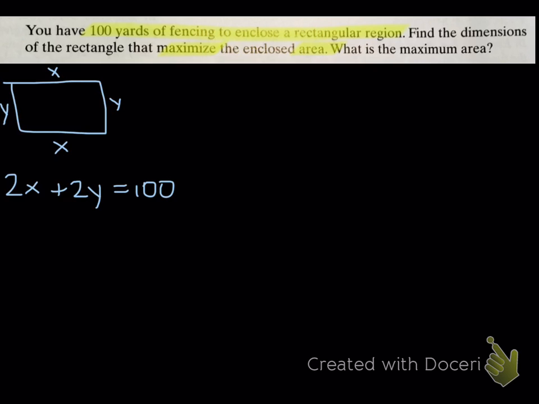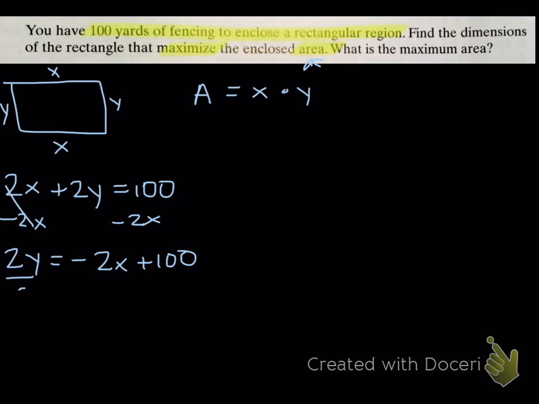And the second equation based on this picture is that I'm trying to maximize the area, and I know that the area is length times width. So based on this, x times y. So I'm going to go back to that first equation that we wrote, and we always solve for y. So the first thing I would do is subtract this 2x over. So I have 2y equals negative 2x plus 100. And then I'm going to divide both sides by 2. So y equals negative x plus 50.